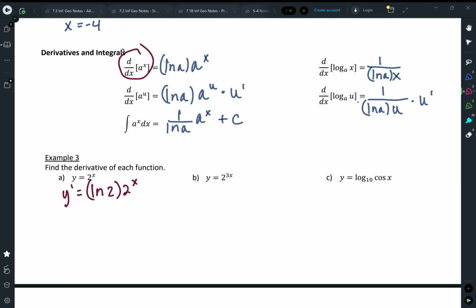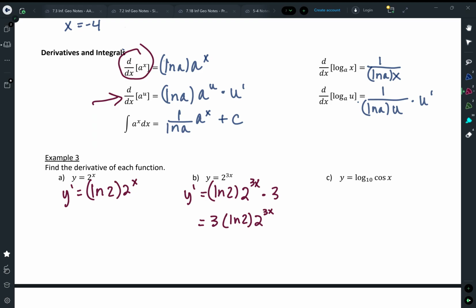The second one is going to be this right here where I've got a to the u power. I have an exponent there that's not just an x, so I'm going to have to do chain rule. So y prime equals, and again my base is 2, so I'm going to write natural log of 2 times 2 to the 3x power, and then times the derivative of my exponent, which is 3x. So now I just have a 3. So this is going to be 3 times natural log of 2 times 2 to the 3x power.